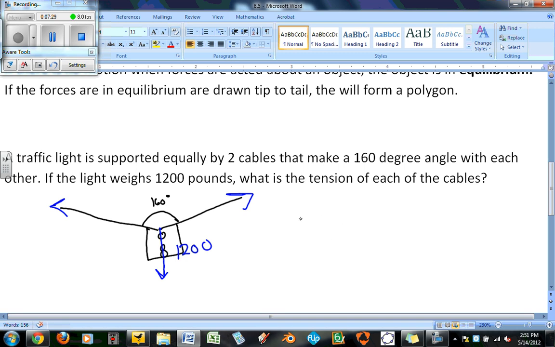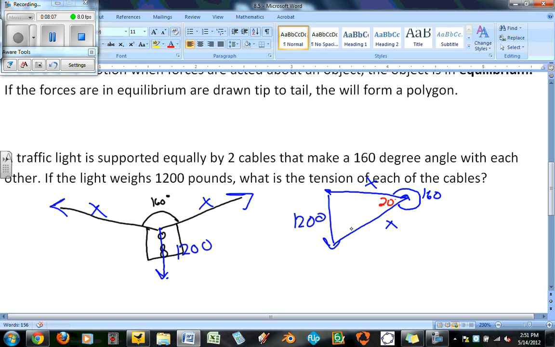Okay, so if I go ahead and take this guy and move it down here, so I have a force here of 1,200, and then I have a force here we don't know the magnitude of, and then if I put this guy here, we make a triangle. And again, these two forces have to be the same because it's put this light in equilibrium. So what we have right here, the angle that these form is 160 degrees. All right, so the leftover angle right here has to be 20 degrees.